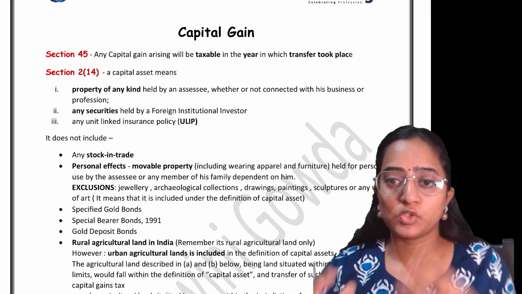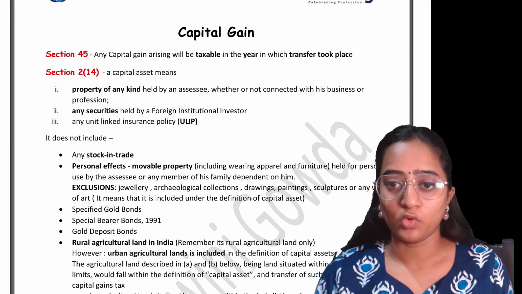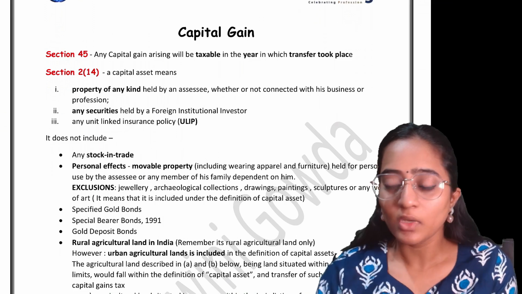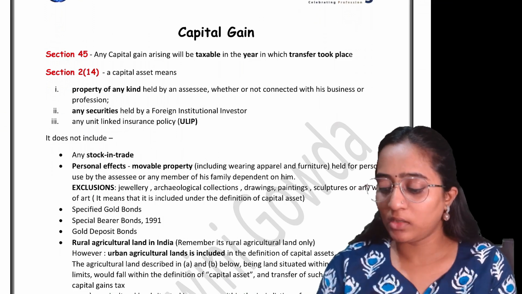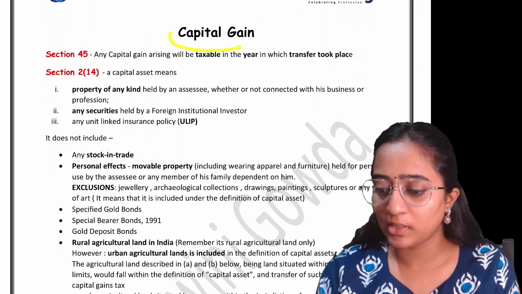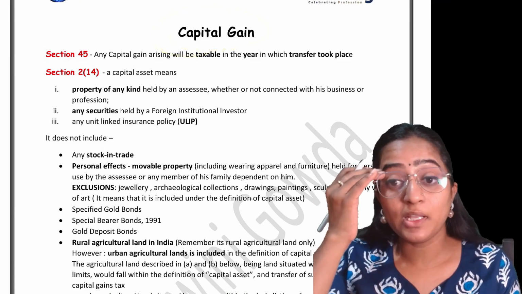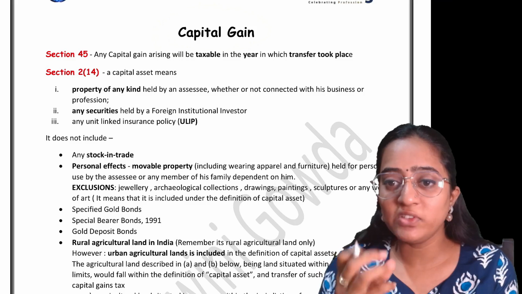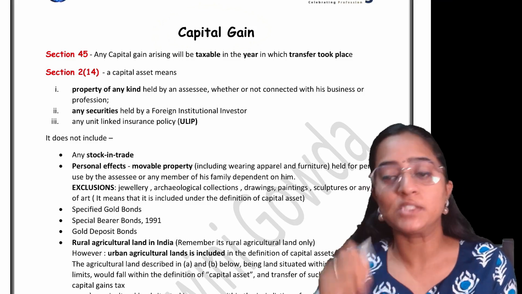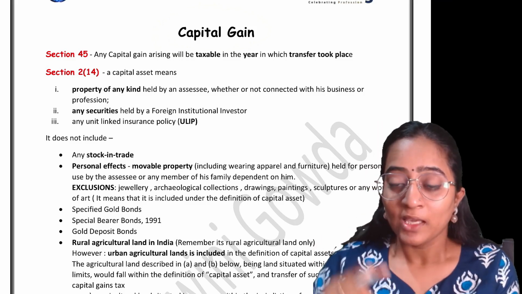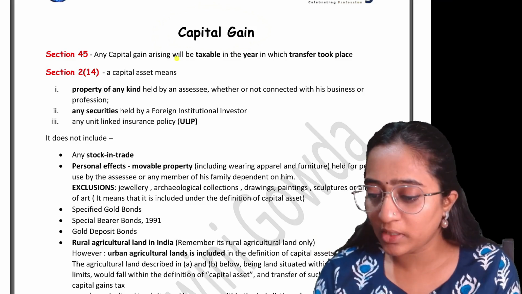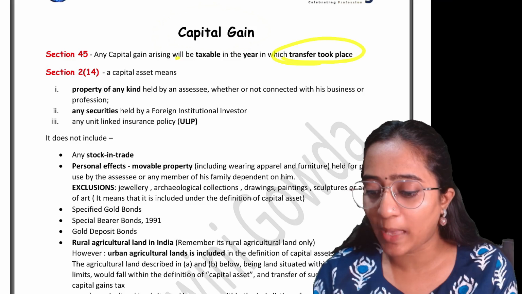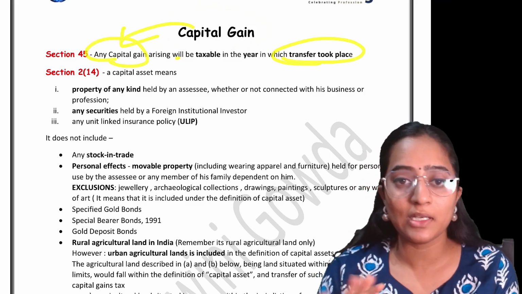In today's class, let's do the revision of capital gain as a whole. When we start with the concept of capital gain, capital gain is nothing but the gain which you get out of the transfer of a capital asset. We need to understand the base term over here. Transfer of a capital asset leads to capital gain.